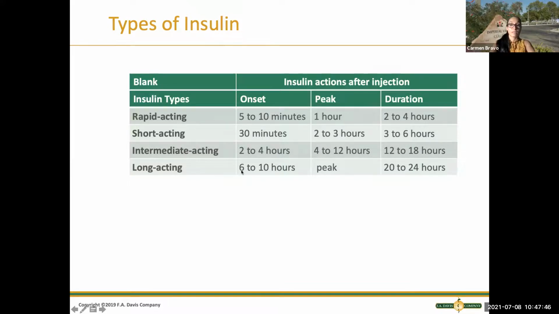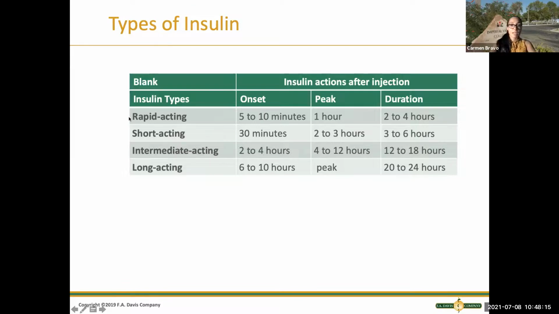And then we have the long acting. If you give it at 8 o'clock, it's not going to start working until somewhere around 2 o'clock in the afternoon. Between 2 o'clock and 6 o'clock, they'll start working. Some of them don't really have a peak time. They keep on working all throughout 24 hours.